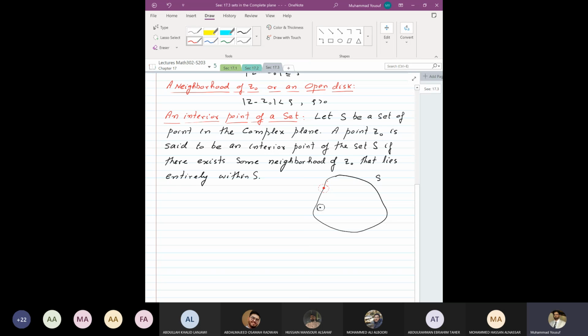of S. Let me see if they have also given the definition of a boundary point. Okay, maybe not, but they are giving this set in figures like this.